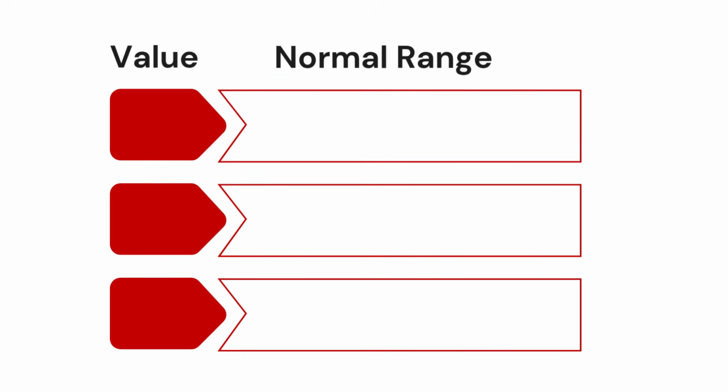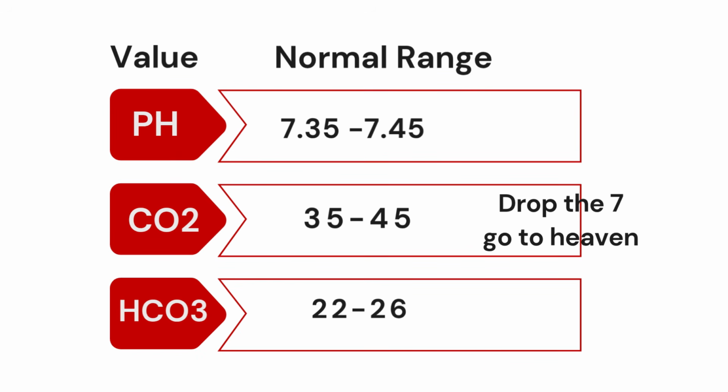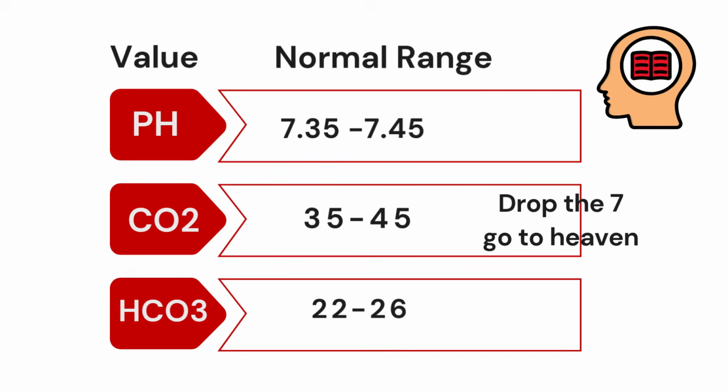Our normal pH is 7.35 to 7.45. Now for CO2, which is your respiratory indicator, just use the trick, drop the 7s, and go to heaven, meaning it's simply 35 to 45. Pretty easy, right? And for bicarbonate, or HCO3, our metabolic indicator, the normal range is 22 to 26. Seriously, lock these numbers in your brain right now. They are the baseline for literally everything we're about to do.